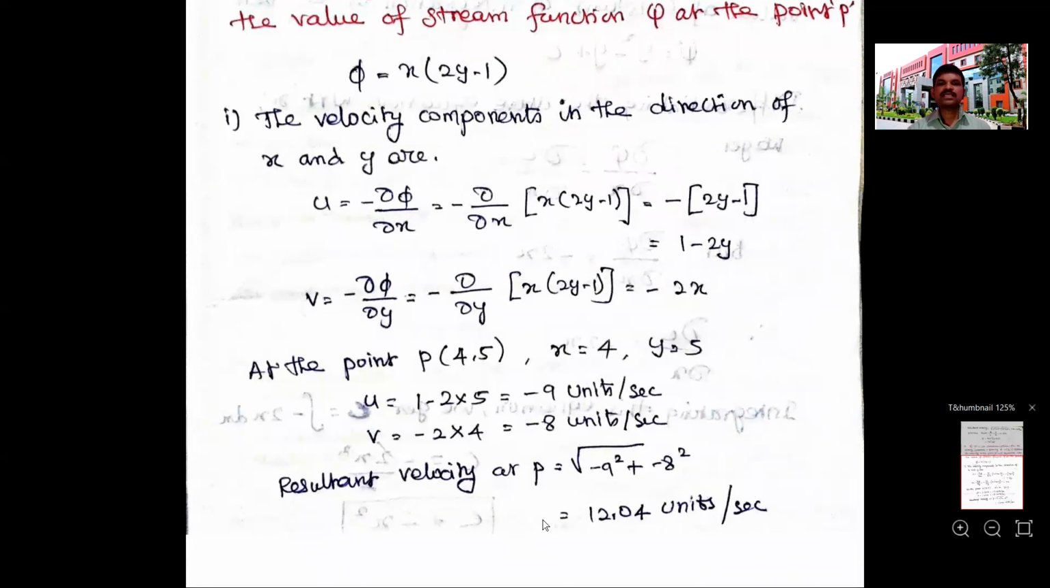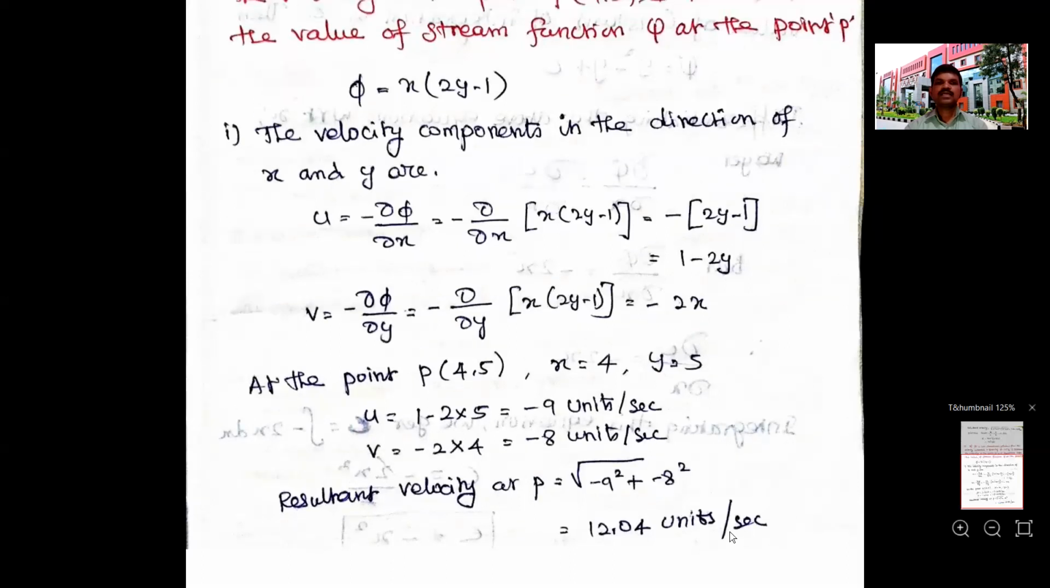So the resultant velocity is equal to root of u square plus v square. This is the formula for the resultant velocity. So the root of minus 9 square plus minus 8 square. Minus 9 square, we know that it is plus 81, and minus 8 square means 64. So 81 plus 64, we can take the root, and finally we get the answer 12.04 units per second. So this is the answer.